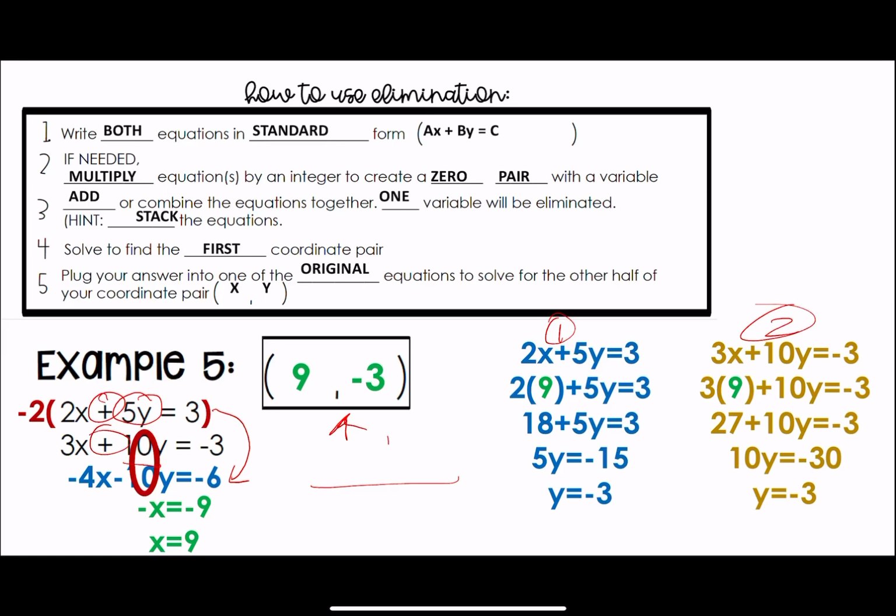So at 9, negative 3 somewhere, these 2 lines are intersecting. And I don't know what they look like. Maybe like this. I don't know. They might both look like this. But that's what's really happening here with that solution.